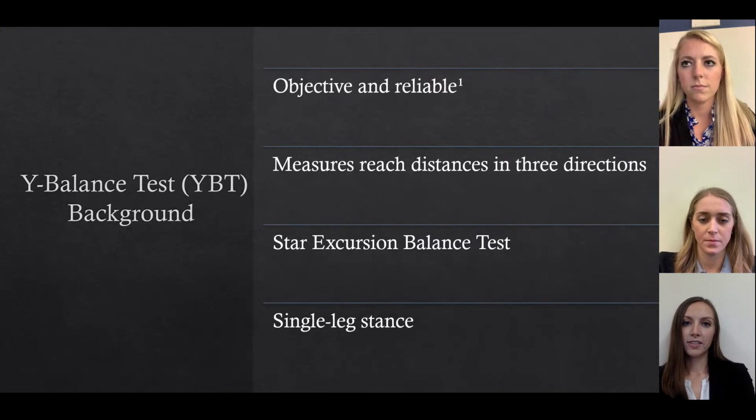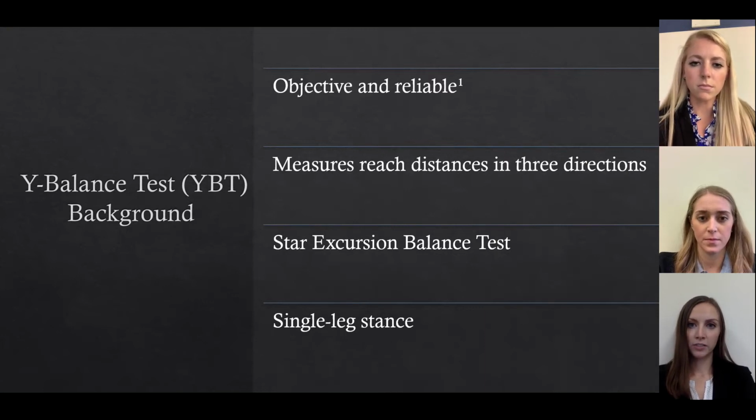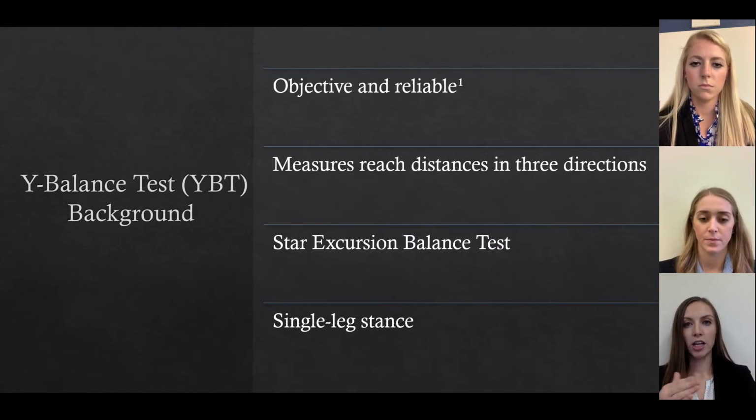Here's a little background on our study. The Y balance test is an objective and reliable measurement of dynamic balance. It measures the reach distance in 3 different directions. You have the anterior direction, the posterior right direction, and the posterior left direction.